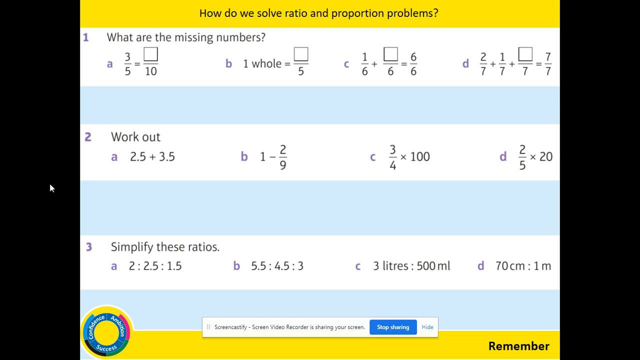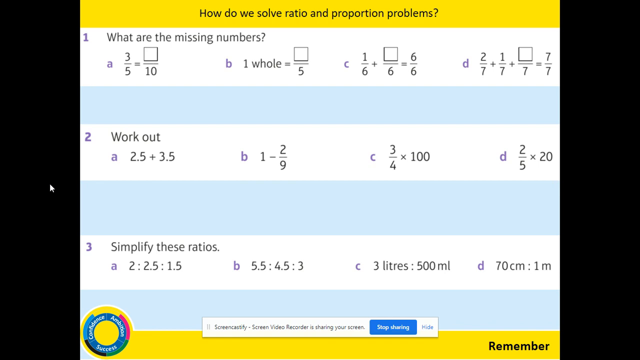Hello everyone and welcome to lesson 11.5 part 1, and we're looking at how do we solve ratio and proportion problems. Your remember task is on the screen at the moment, so please pause, have a go and then play the video when you're ready to go through the solutions.